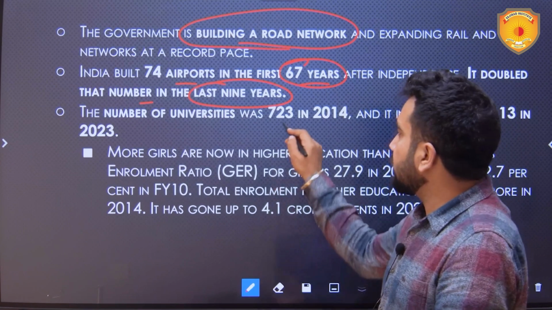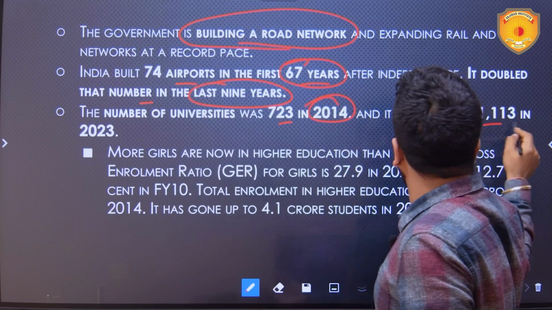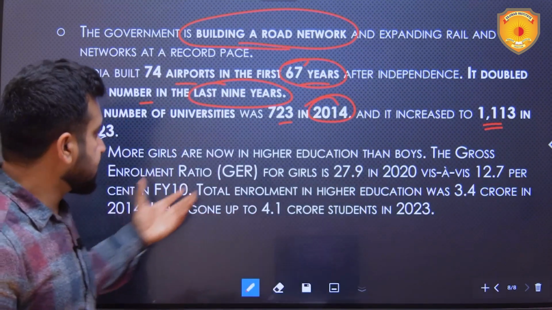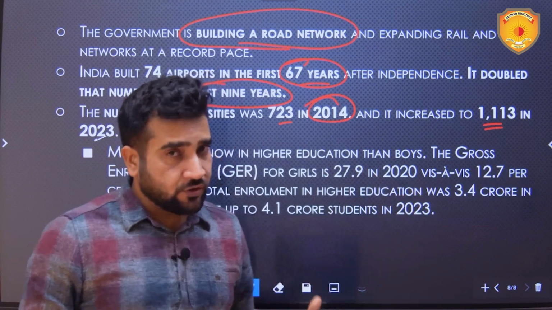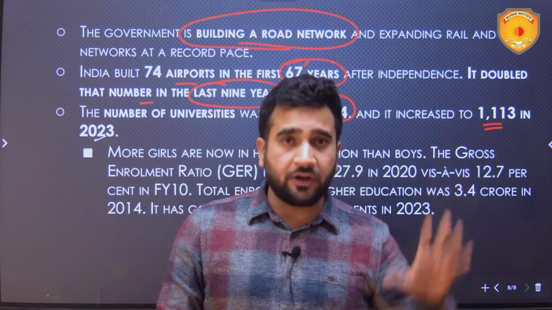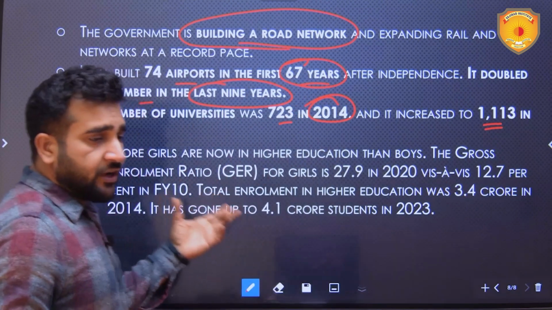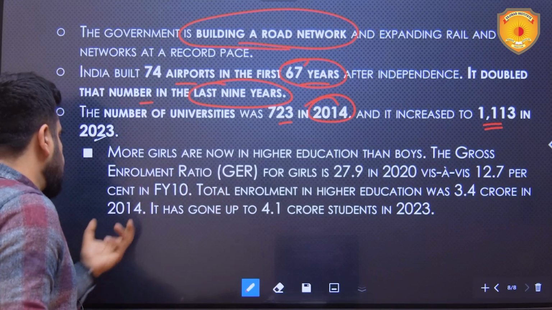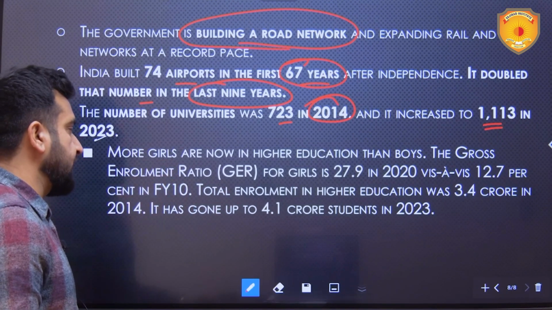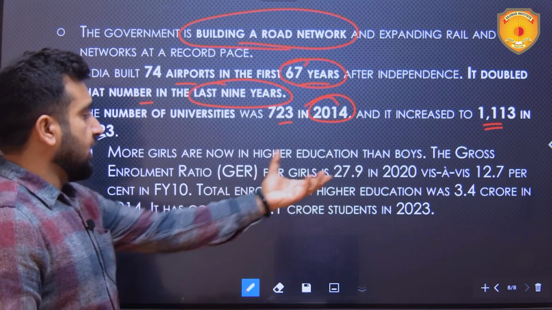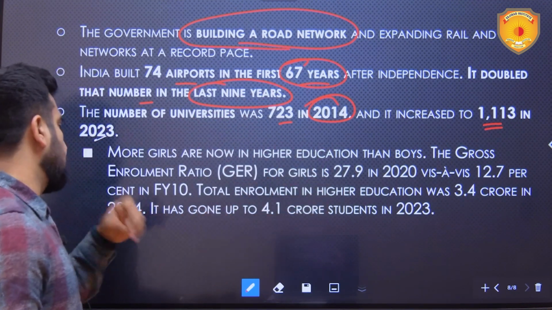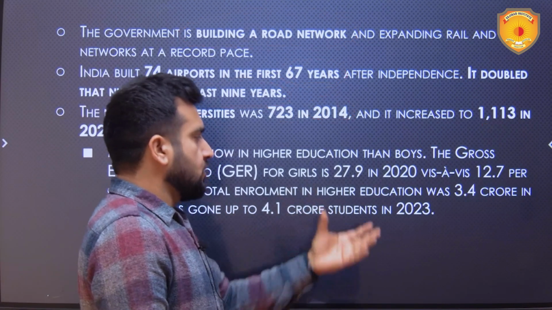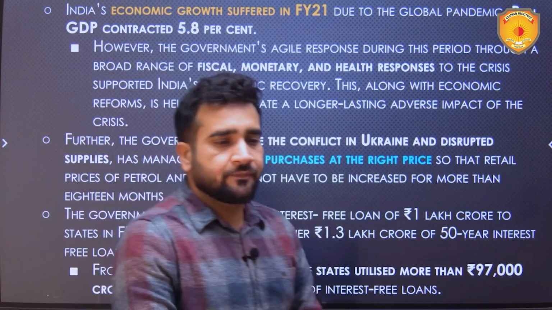Number of universities was 723 in 2014 and it increased to 1113 in 2023. More girls are now in higher education than boys. We also saw this in that survey on higher education. Gross enrollment ratio for girls is 27.9% in 2020 vis-a-vis 12.7% in financial year 10, means 2009-10. Total enrollment in higher education was 3.4 crore in 2014. It has gone up to 4.1 crore students in 2023. So these are some of the comparisons.